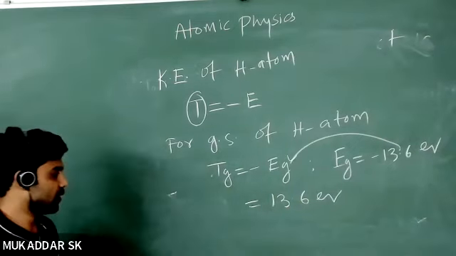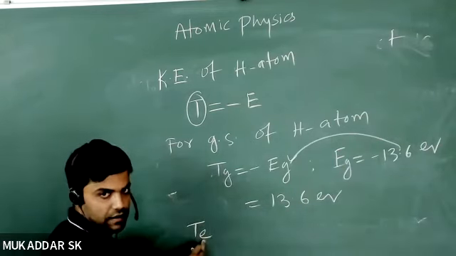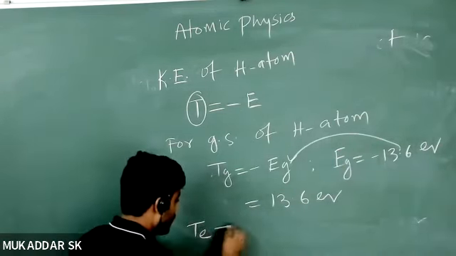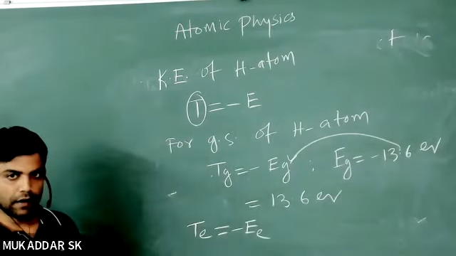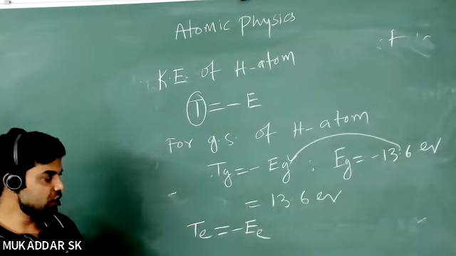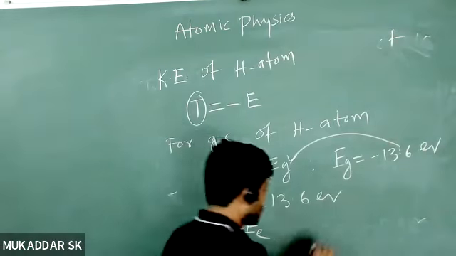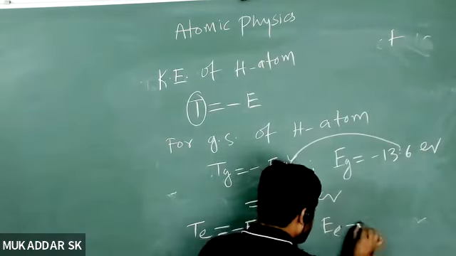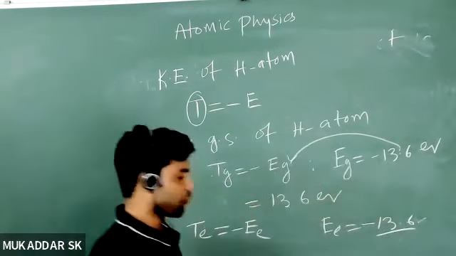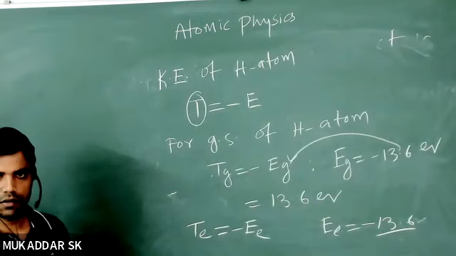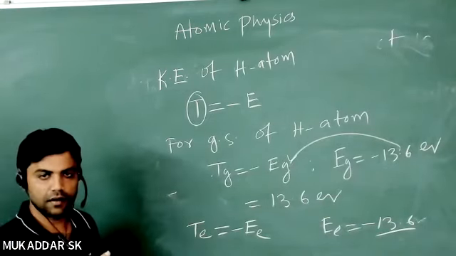So if you write it in short form, Te, meaning third excited state, should be equal to minus E of e. And this E of e will be how much? So this will be basically minus 13.6 divided by n square. So for the third excited state, n is how much? 4, right? I told you for the third excited state, n will be 4.